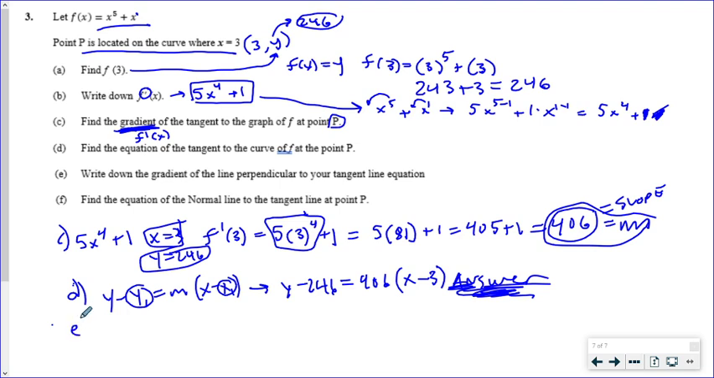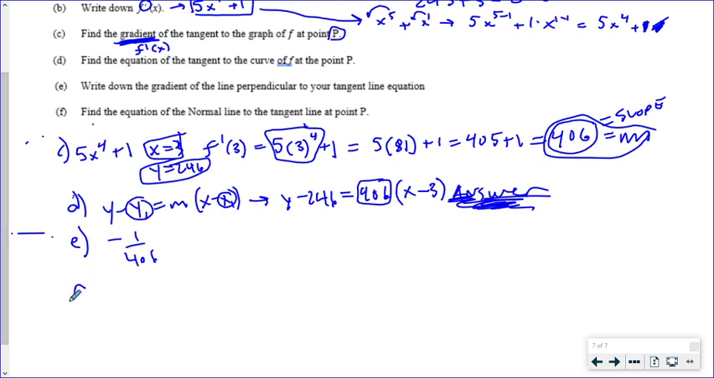Now part E, write down the gradient of the line perpendicular to this line. So if this is my slope, I want a perpendicular slope. So it's just -1/406. Not that difficult. Okay, next, last part. Part F.